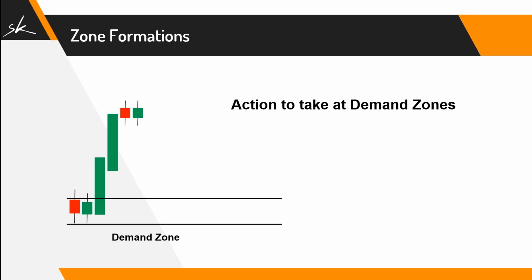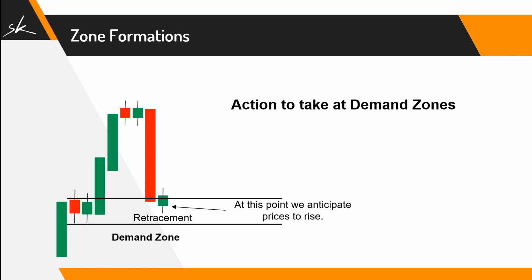Actions to take at a demand zone, be that a drop-based rally or a rally-based rally. Once we have identified a demand zone, we wait for the prices to return to the demand zone. This is also called retracement. At the demand zone, we anticipate prices to rise. Therefore, our action will be to buy at retracement because we are expecting prices to move up from the demand zone.